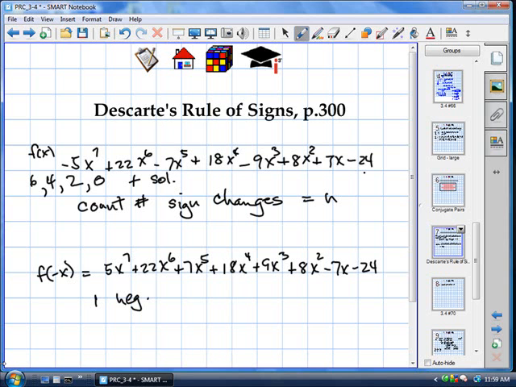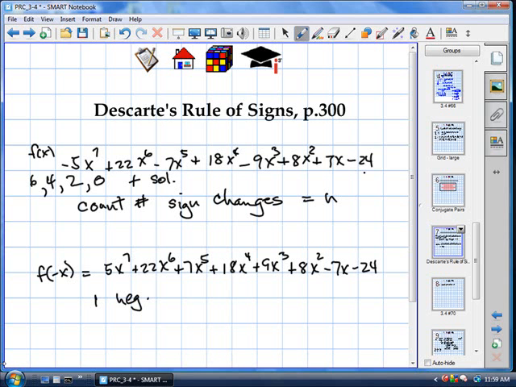Okay, so just go all the way through and write f of negative x. Now count the sign changes again. None, none, none, none, none, 1, 1. So we got a total of 1 this time. That means we have one negative solution in this problem. By the way, I don't have to go 2 below that, because if I go 2 below 1, I'm under 0.